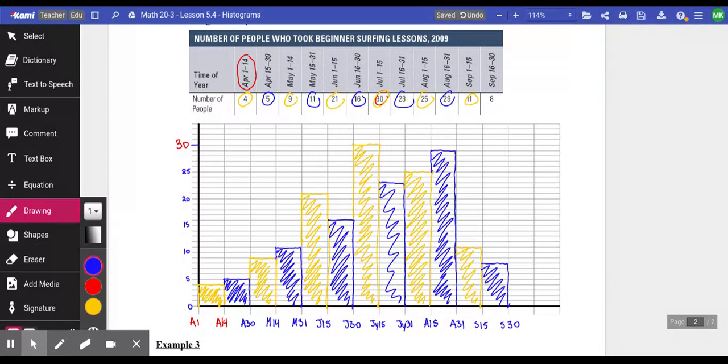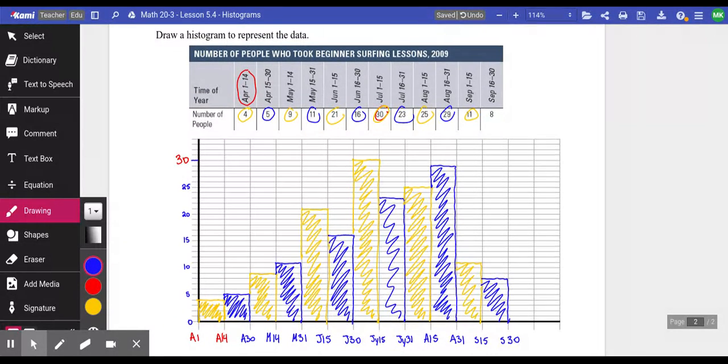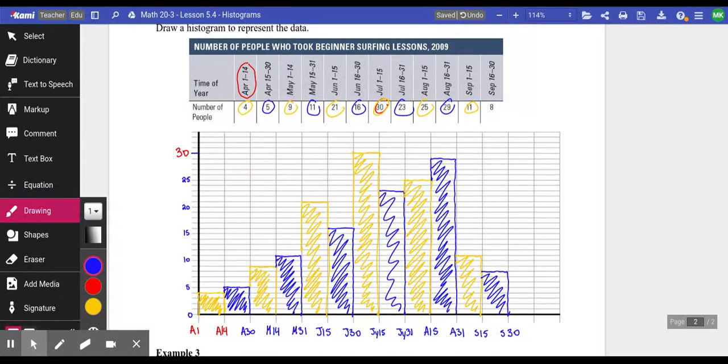And that is what our histogram would look like for the number of people who took beginner surfing lessons in 2019. Again, the benefit of the histogram versus a bar graph is a histogram gives you some sort of range on the width of your bar, right?